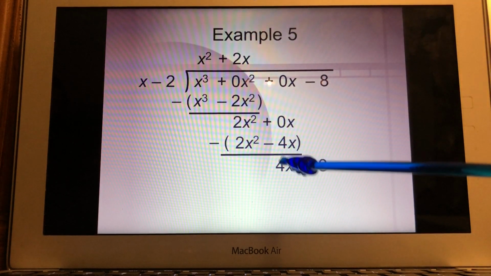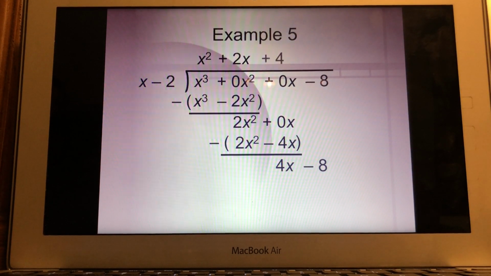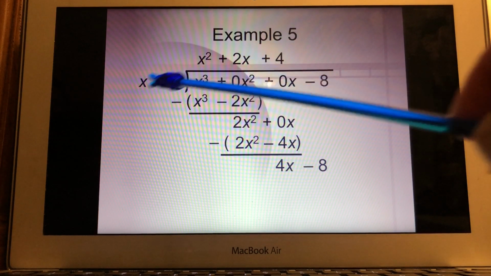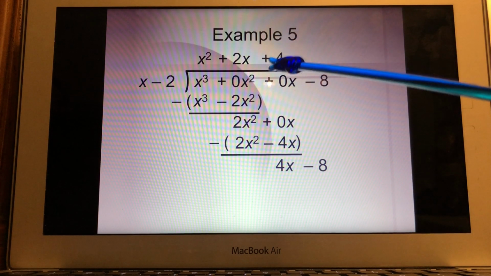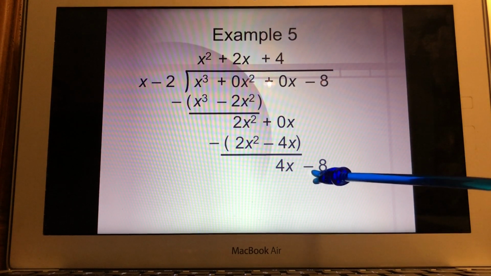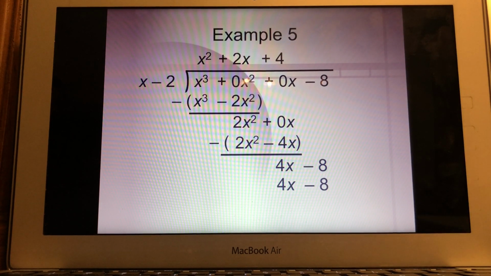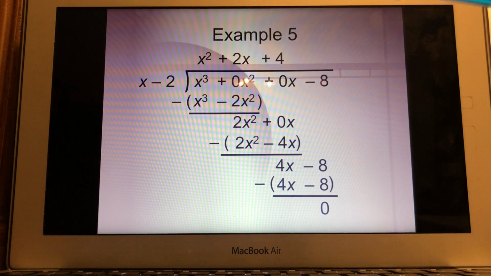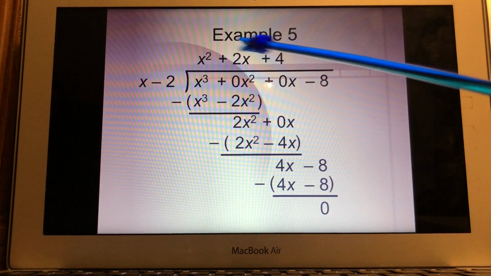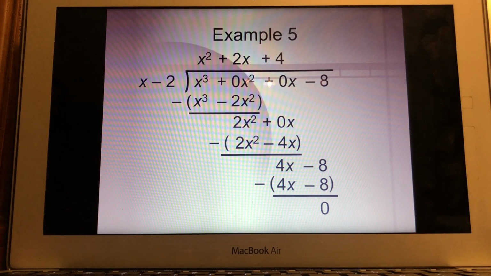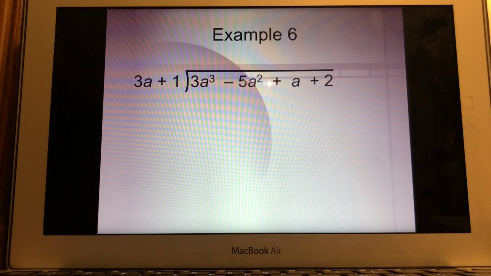And then what times x gives me 4x? 4, okay? And it's plus 4. And then 4 times negative 2 is negative 8, minus 8. And then I'm going to subtract, and look, that gives me 0. So here actually is my final answer, x squared plus 2x plus 4. All right, let's take a look at another example here.